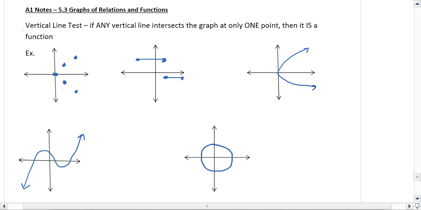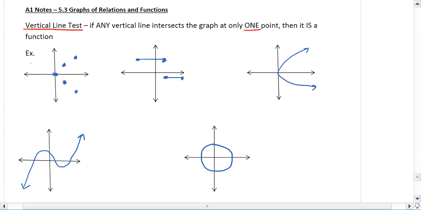So first, a definition of the vertical line test. If any vertical line intersects the graph at only one point, then we would say yes, it's a function. So just to remind you, vertical means up and down. So we're going to be drawing vertical lines in, and another way to say this is if the line hits the graph twice, then no, it's not a function. So let's look at the first example here.